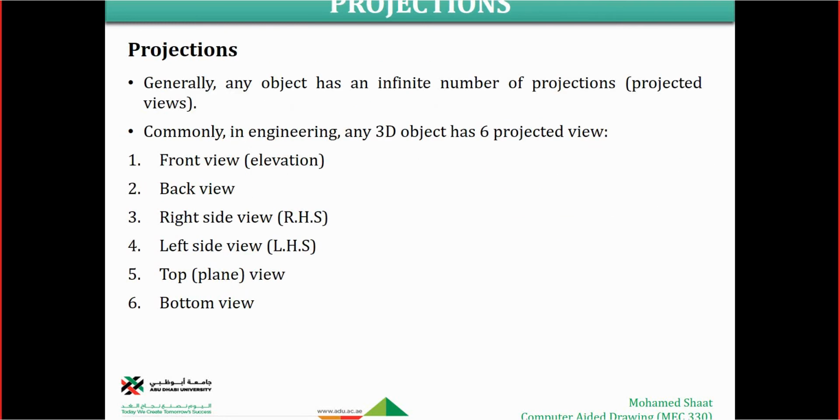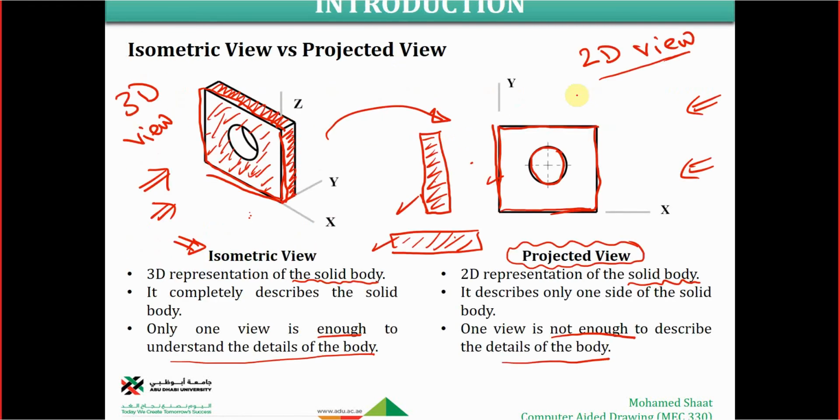Make sense? So generally any object has an infinite number of projections. If we have an object like this one, how many faces would this object have? This object has 6 faces, right? This is face 1 and there is a back, and this is face 2, face 3, face 5, 6. So in general we have 6 faces, like 6 main angles of the object, so we can see it, okay?